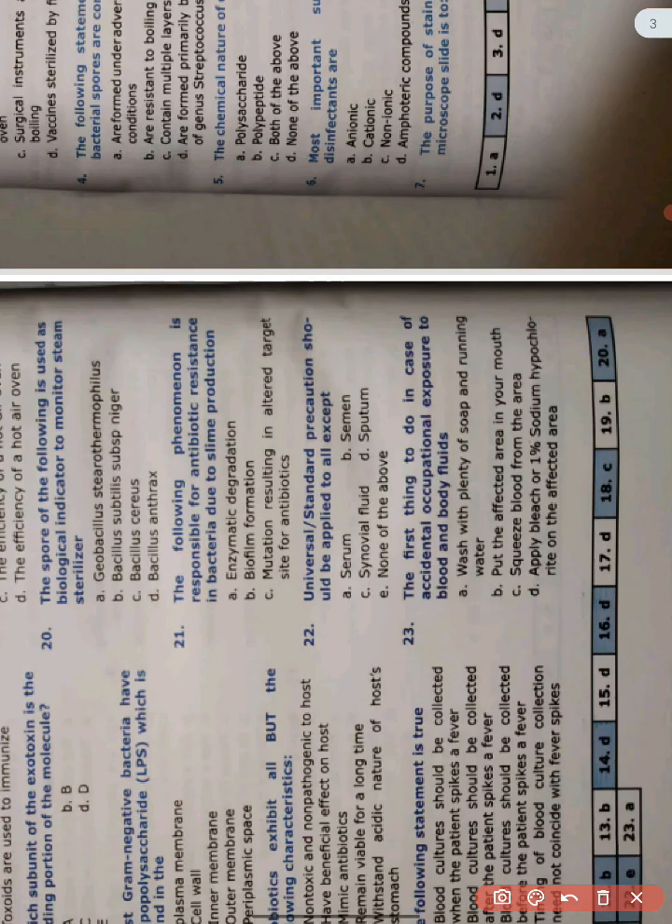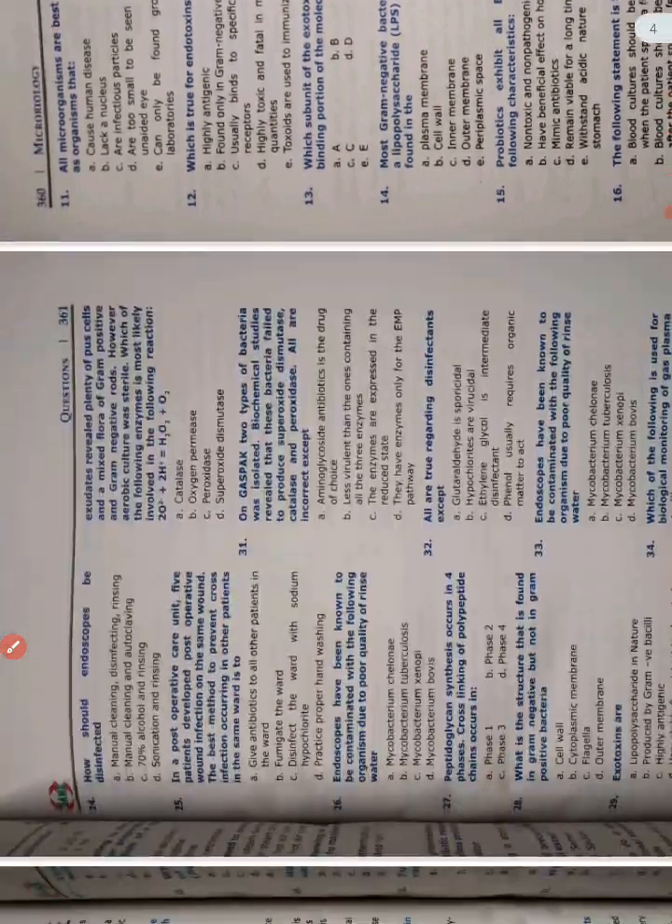The first thing to do in case of accidental occupational exposure to blood. If there is any accidental exposure to blood, what do you have to do? Wash with plenty of soap and running water. Yes, you have to do this. Put the affected area in the mouth? No, never. Squeeze blood from the area? No. Apply bleach? Never add irritants to the affected area. Always just wash with soap and water and go for evaluation, like reports of the patient, whether they are HIV positive, any blood test available, your own blood test, and if you have not been vaccinated, then go for the vaccine and for the medicines.